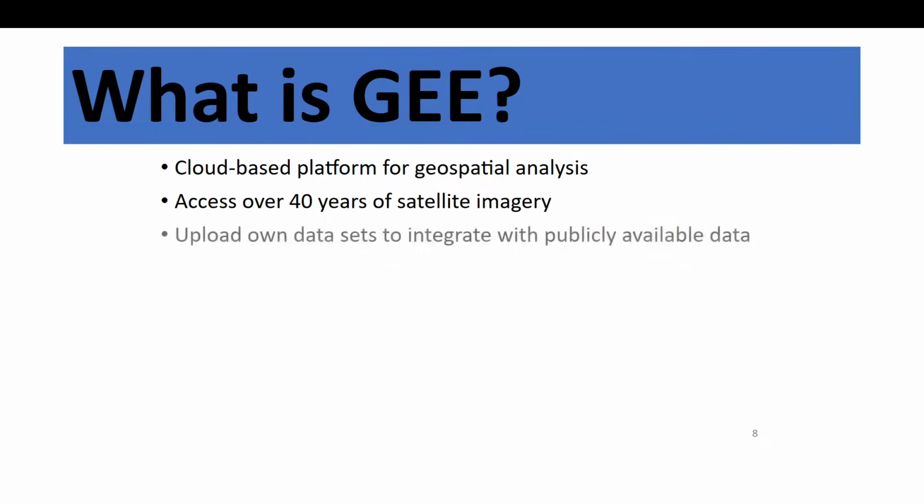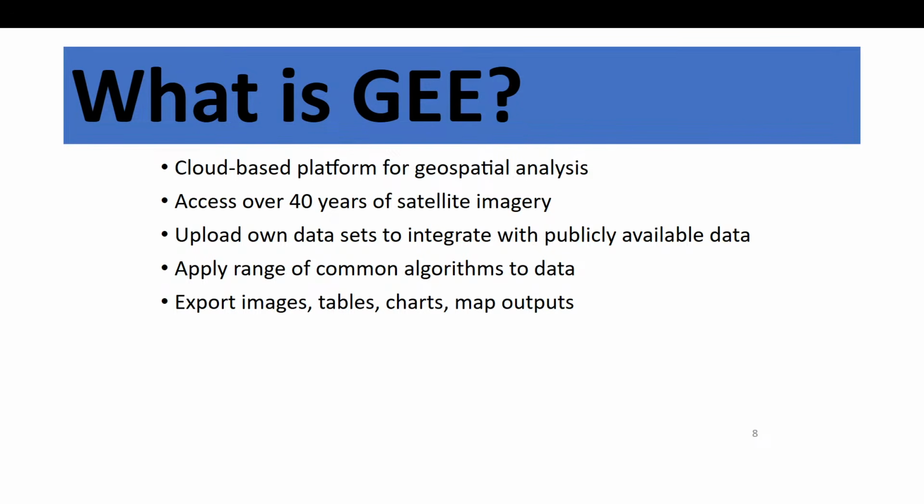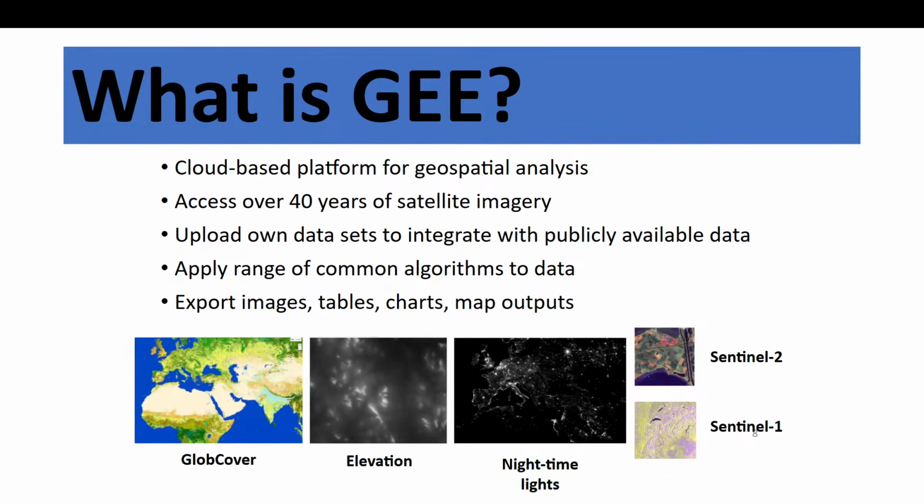As well as, you can easily upload your own dataset on the server. Suppose you have some high resolution satellite imagery. It can be Maxar, it can be SPOT, or other high resolution satellite imagery. You can easily upload this type of imagery on the Google Earth Engine server and then analyze it. There is no problem. We can also apply different types of algorithms on your data, and finally we can easily export the image, table, chart, or map output. This is the overall summary of Google Earth Engine.